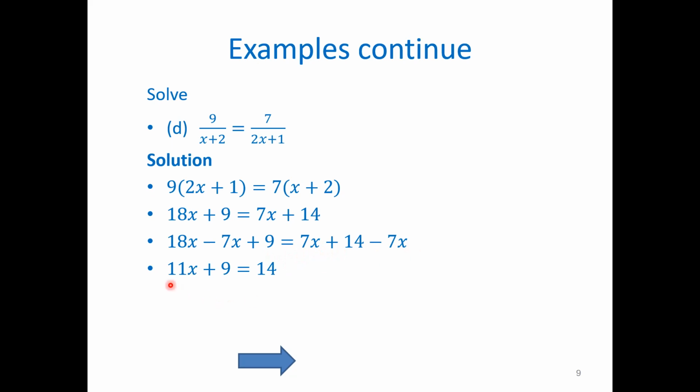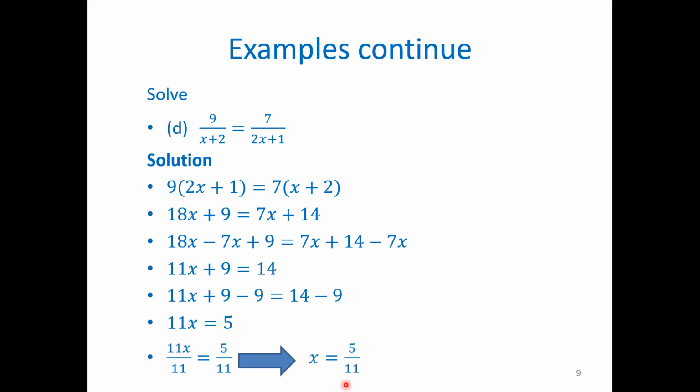And then we have to get rid of 9, so we can subtract 9 from both sides. So this will be 11x plus 9 minus 9 equals 14 minus 9. And this will give us 11x equals 5. Then we have to divide both sides of the equation by 11. And the final answer will be x equals 5 over 11.